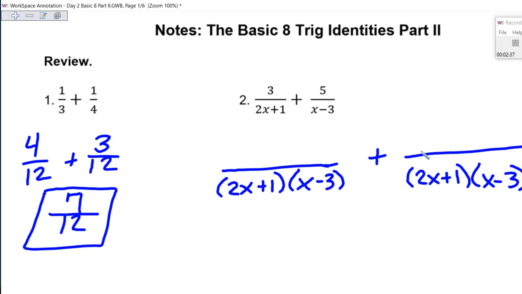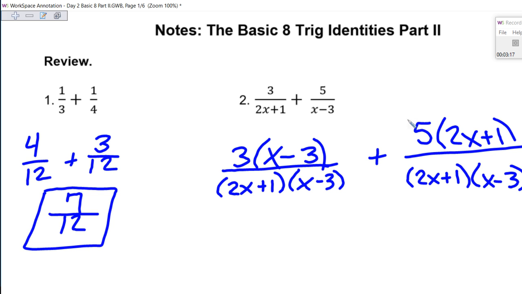Now the first denominator had the 2x plus 1. So it already has this one. So what factor is it missing? The x minus 3. So that means the 3 in my numerator needs to be multiplied by x minus 3. Now for the second denominator, it already has the x minus 3. So what part of the denominator is it missing? 2x plus 1. So that means my numerator, which is 5, needs to be multiplied by 2x plus 1.